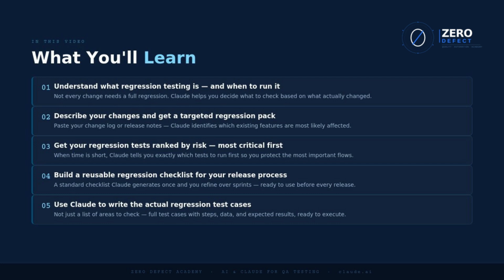We'll also see how Claude ranks those tests by risk, so you always know which ones to run first when time is short. Then we'll build a reusable release checklist, something your team can use before every single release without rebuilding it from scratch each time. And finally, Claude will write the actual test cases for the regression, not just a list of areas, but full steps, data, and expected results you can execute straight away.